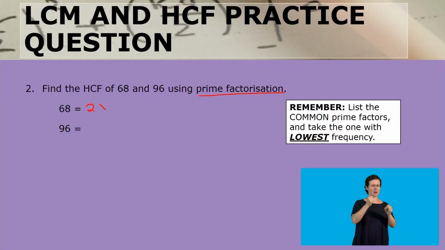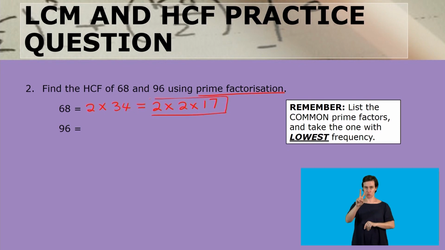Again, 68, we can break it down into 2 multiplied by 34. But as you know, 34 is not a prime number. So we are going to continue and break that down to 2 multiplied by 2 multiplied by 17. And as we know, 2 is a prime number, 17 is a prime number. So that means that we are going to keep it like that. So this is 68 represented as its prime factors. We are going to do the same thing for 96.